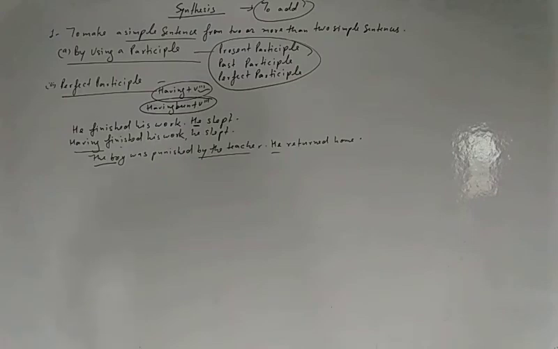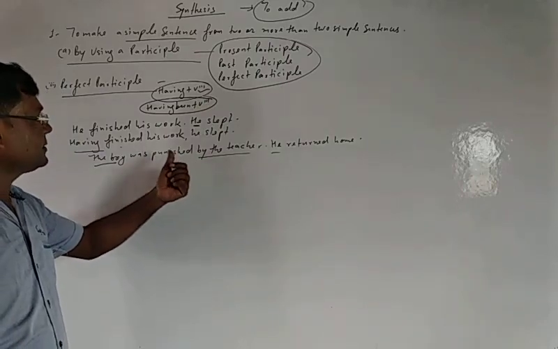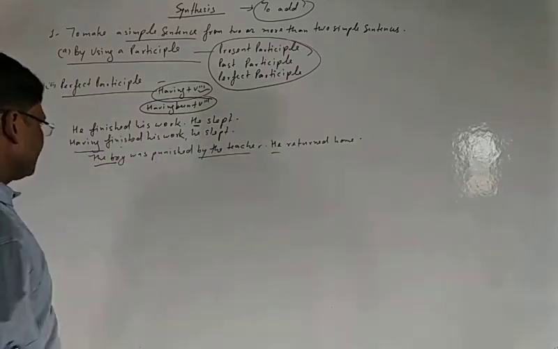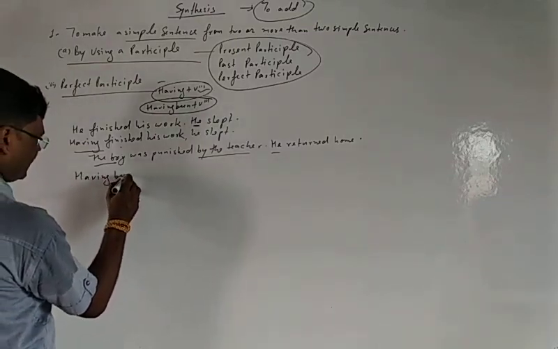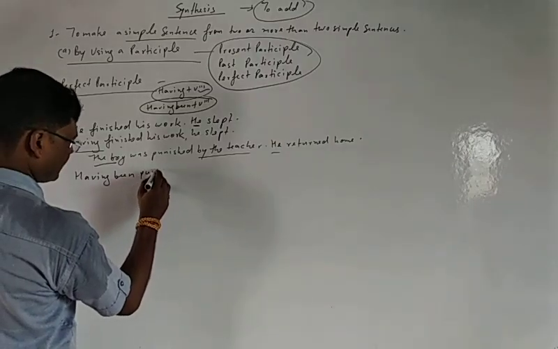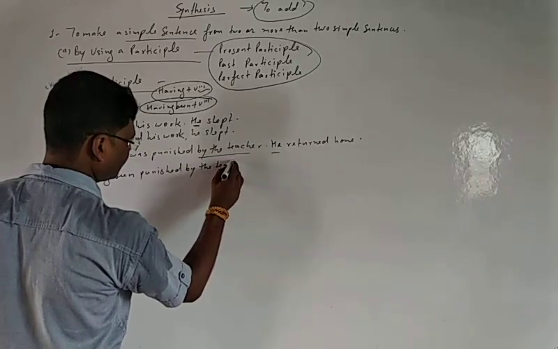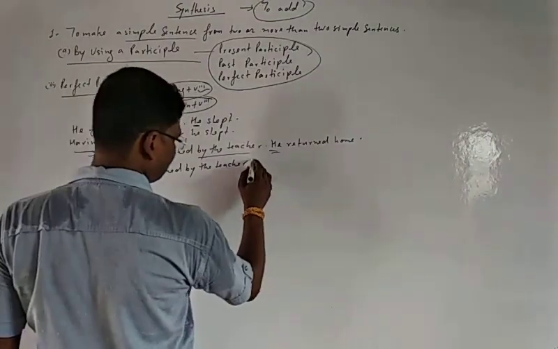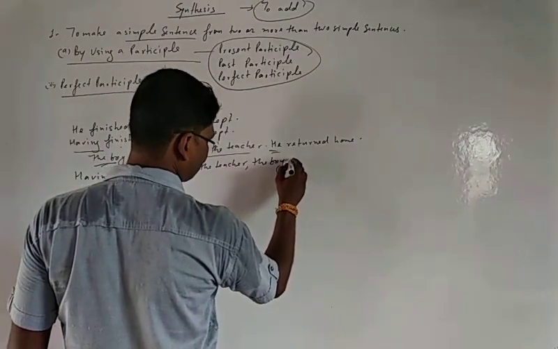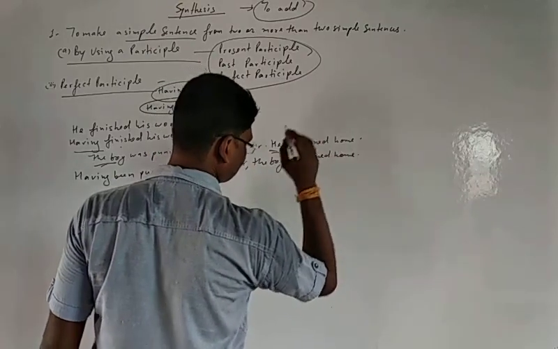So this is a participle, and since it is in a passive mood, that is why it is perfect participle. So change it by using having been. Having been punished by the teacher, he, meaning the boy, returned home. Got it?